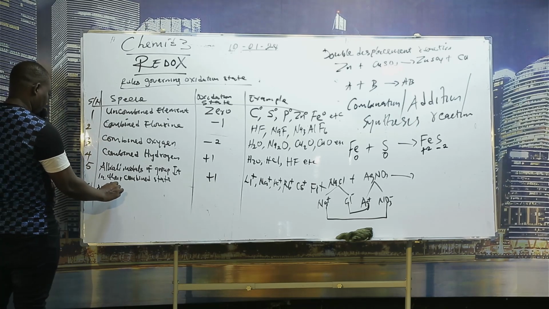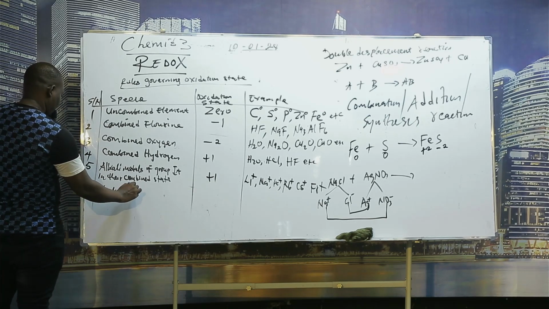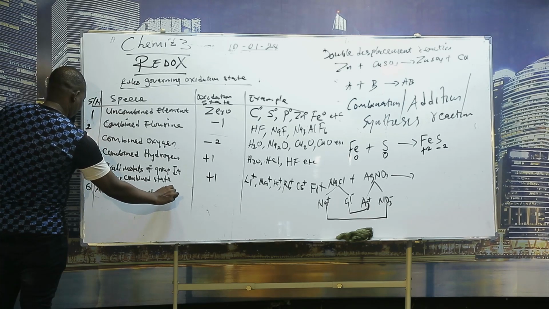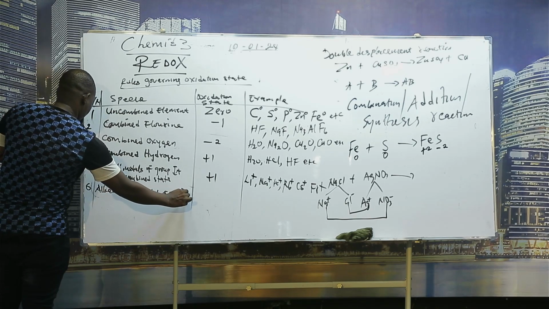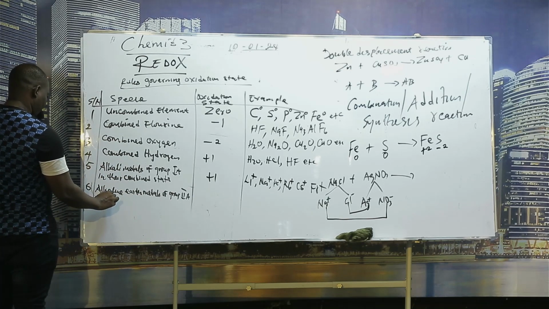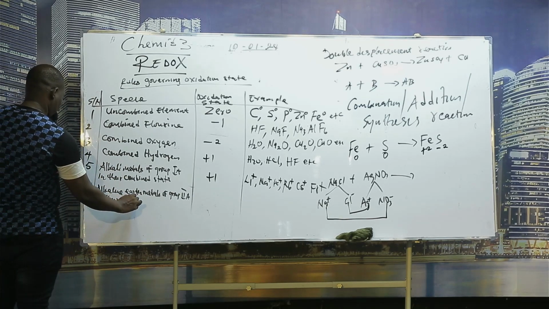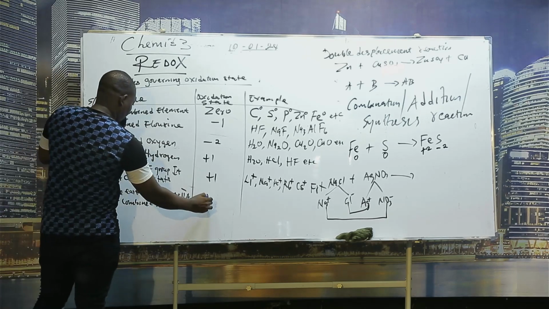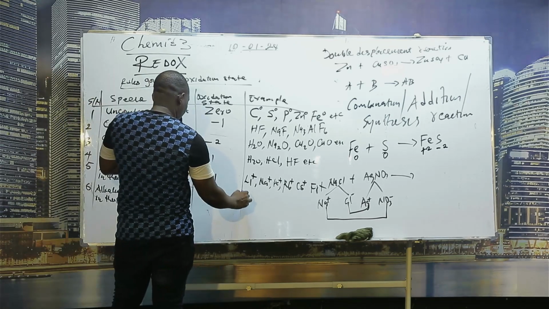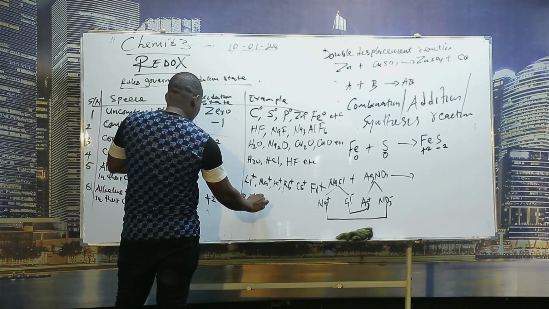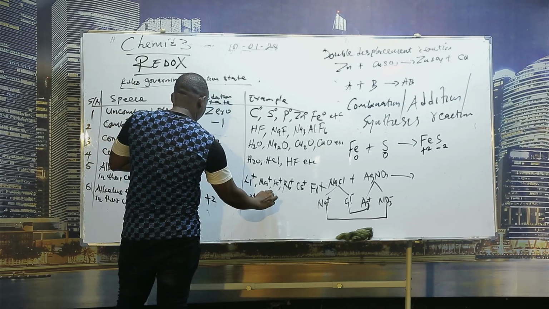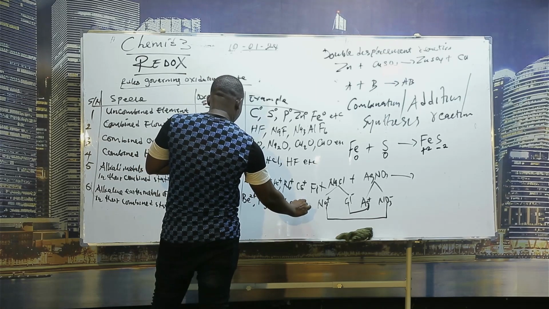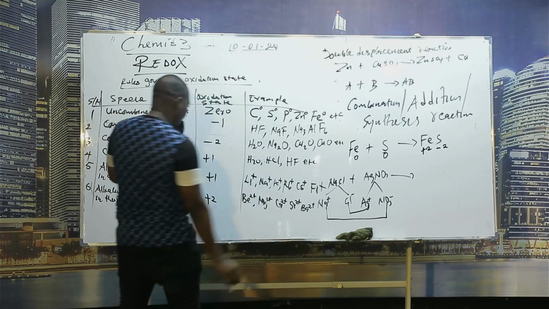Number 6: alkaline earth metals of group 2A in their compound or combined states are +2. Examples: beryllium 2+, magnesium 2+, calcium 2+, strontium 2+, barium 2+.